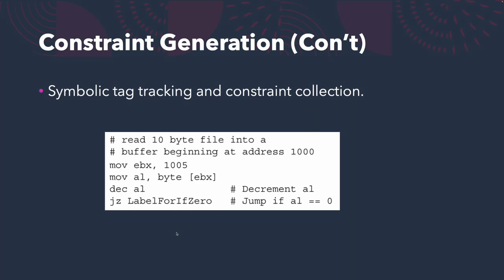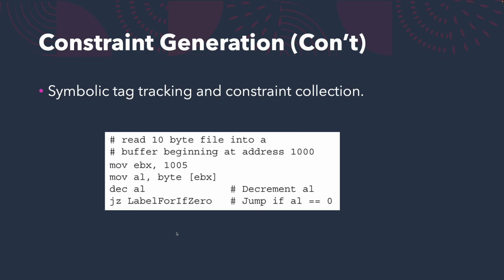Let's talk about the symbolic tracing and constraint collections. The code starts by reading a file that is 10 bytes long into computer memory. Sage keeps track of the memory locations and links them to the symbolic tags, which are like labels for each memory location. The first line instruction moves the value at the 10005 memory address into a register, which we call EBX. In this context, EBX is being used as a memory pointer, which points to a location in the computer's memory.